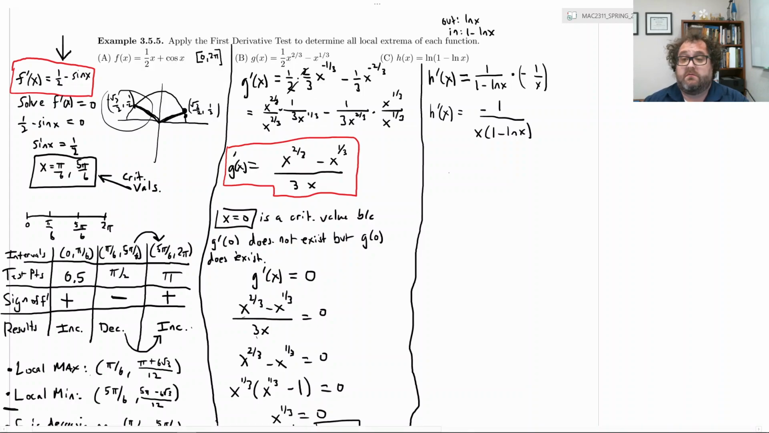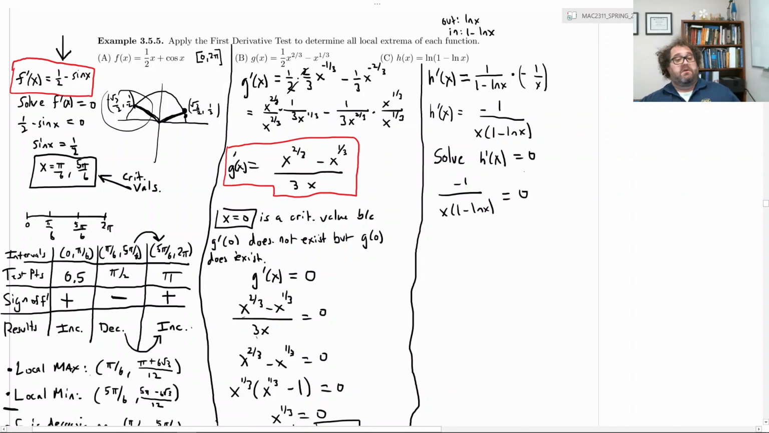Let's set it equal to 0 and solve. So solve, like always: derivative, set equal to 0. So we have negative 1 over x times 1 minus natural log x equals 0. You've heard me say this like the 10th time lately: we have a quotient set equal to 0, and all you have to worry about is the numerator set equal to 0. So we get negative 1 equals 0. Okay, that's weird. I'm not sure we've seen that before this semester. Negative 1 equals 0. That's what you call a contradiction. There's no solutions, so the derivative can't be 0.